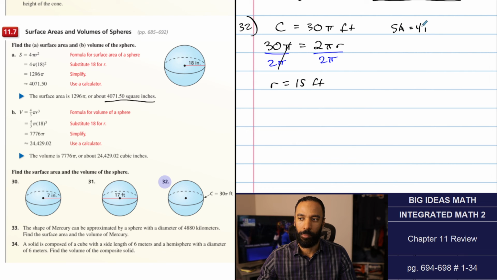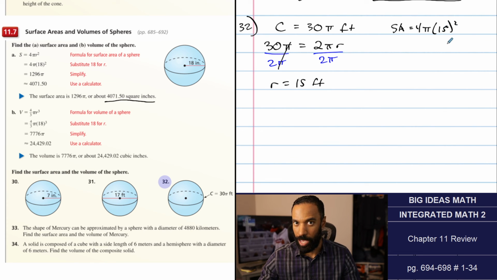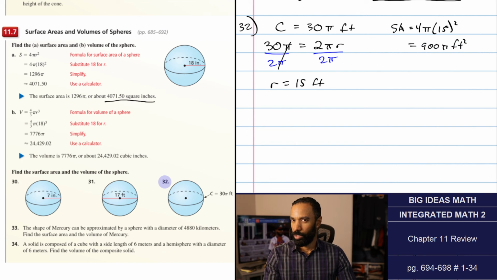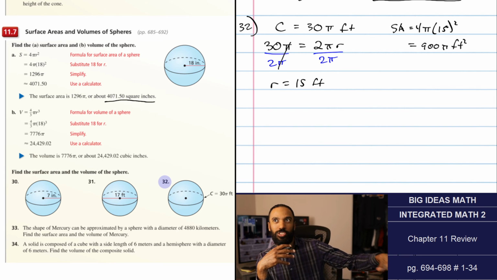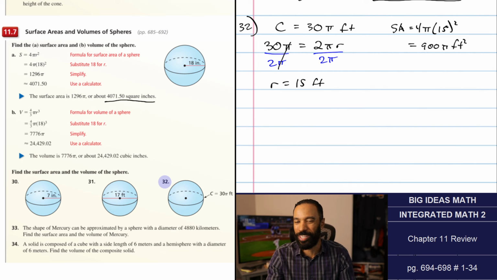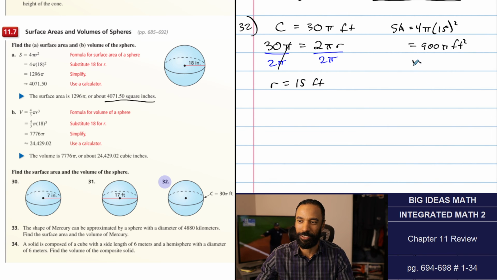Surface area is 4 pi r squared. 15 squared is 225 times 4 is 900. So 900 pi square feet. Let's see, 900 pi. 2827. I've got to lay off the non-calculator. 2827 point, I lost it at the end. Square feet.